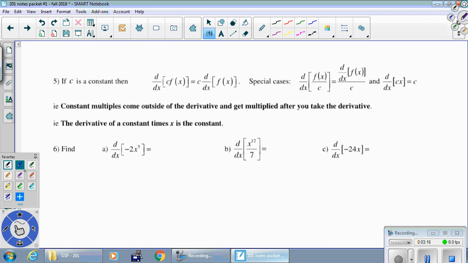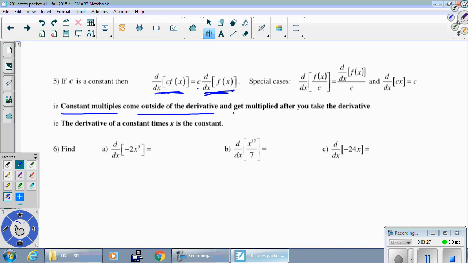Okay, number 5. If c is a constant, then the derivative of c times f of x is equal to c times the derivative of f of x. What that means is that a constant multiple can come outside of the derivative and get multiplied after you take the derivative. We do have 2 special cases over there. Let's look at them in just a second. First, we'll try the first one in number 6. Derivative of -2x to the 5th.